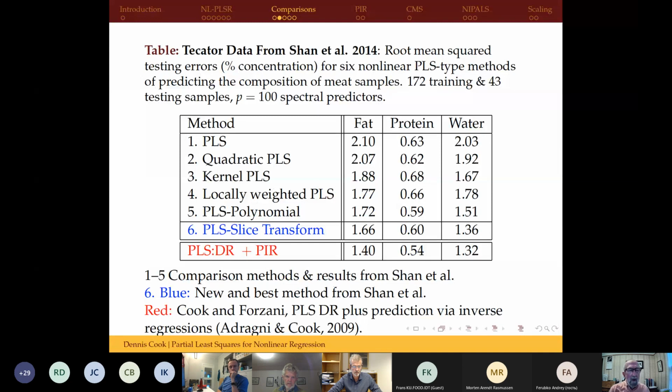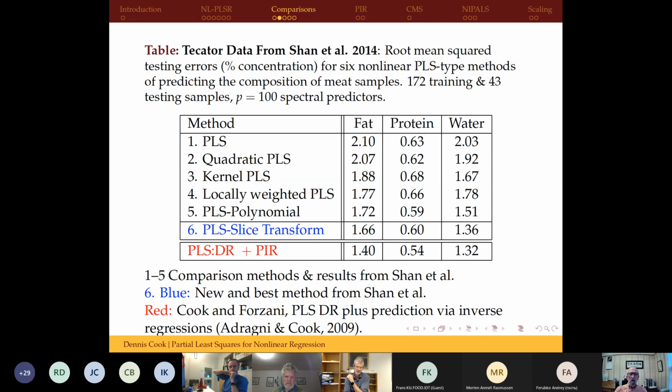So, comparison to methods intended as partial least squares replacements in nonlinear settings. The first set of comparisons comes from the Decatur data, which is a very well-known data set in chemometrics, as I understand it. The reason we use this data set is that in 2014, Shan and others proposed a new method for handling nonlinear PLS type problems. Their method is called PLS slice transform, and it's the one represented in blue, method number 6 in the table. They use the Decatur data for their analysis, and that's why we use it, because we wanted to contrast what we could accomplish against their results.